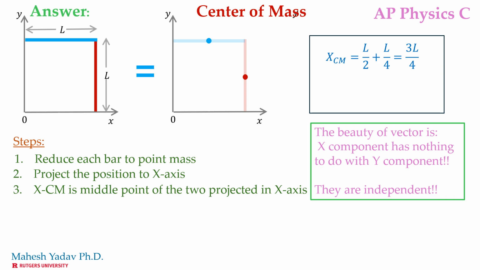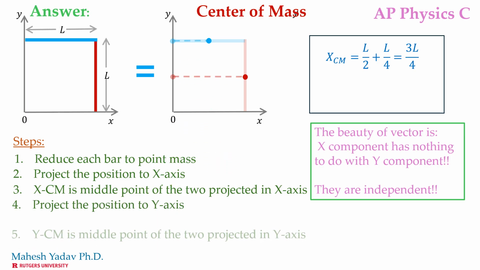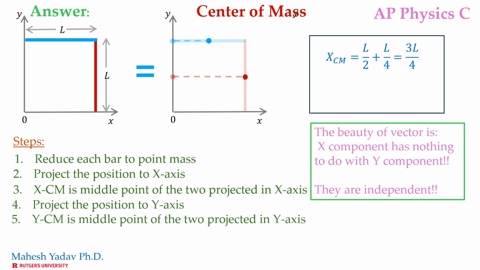Here we take the projection again, but this time on the y-axis. The y part of the center of mass is between these two projected point masses, which is again shown as a cross in burgundy color, and the distance from the origin is L by 2 plus L by 4. Lo and behold, we got the x and y parts of the center of mass, which is the answer.